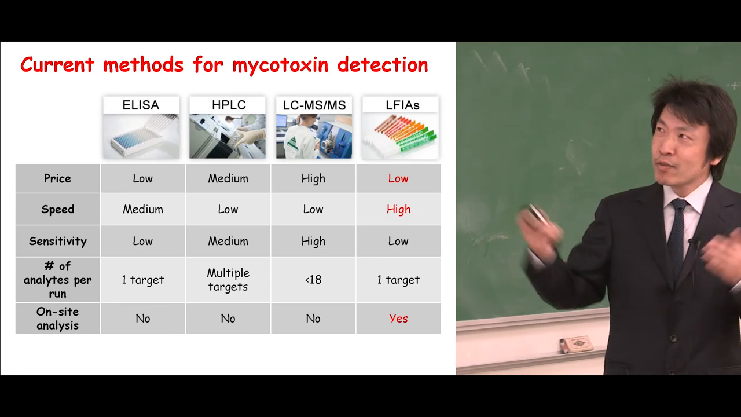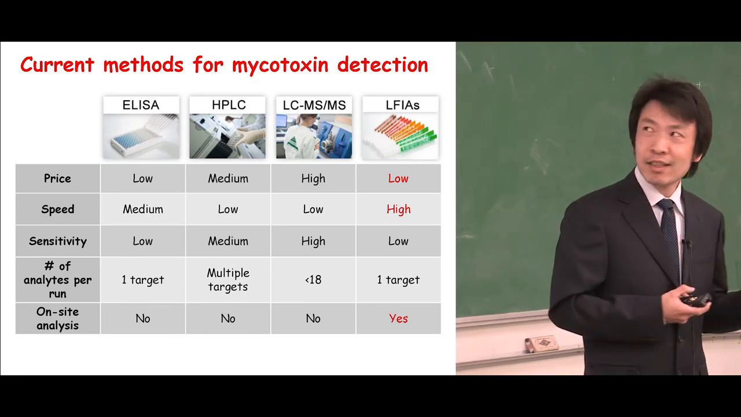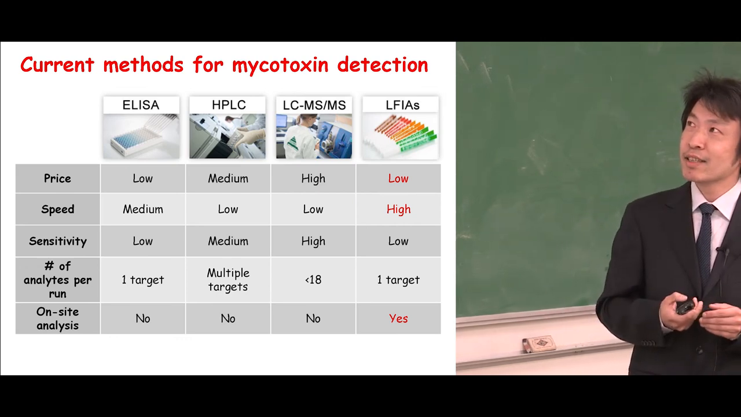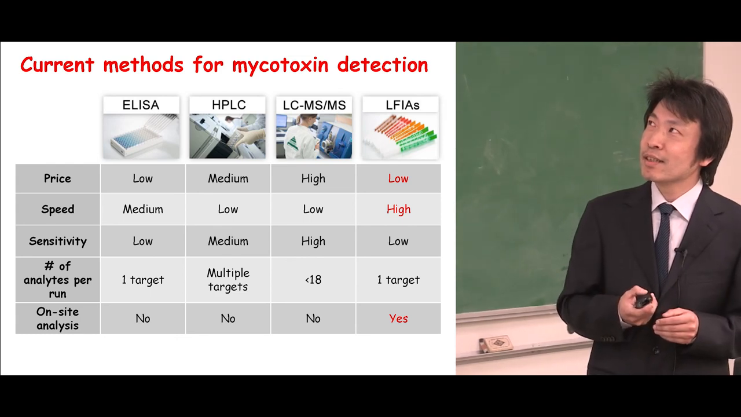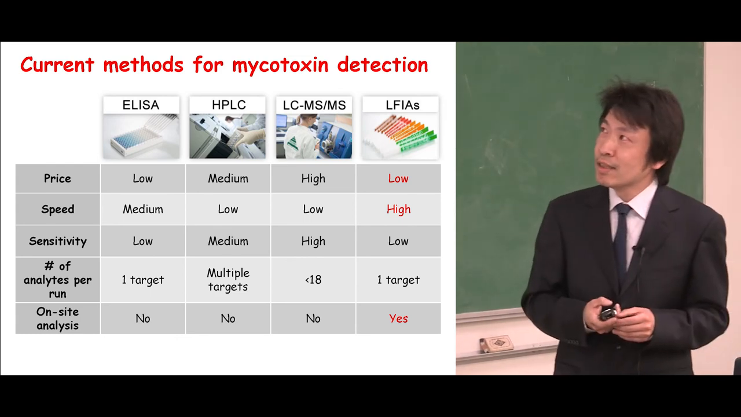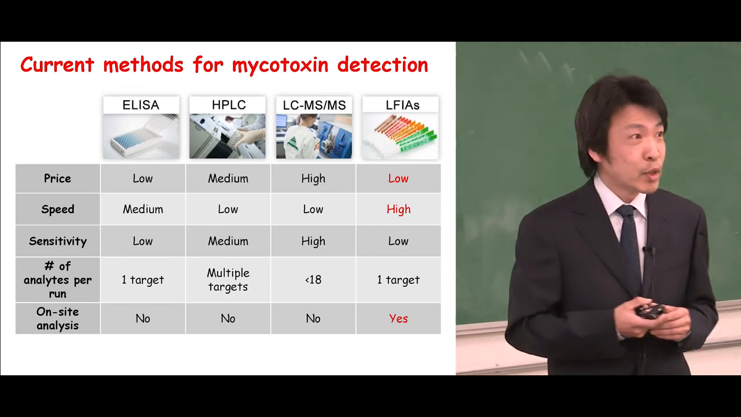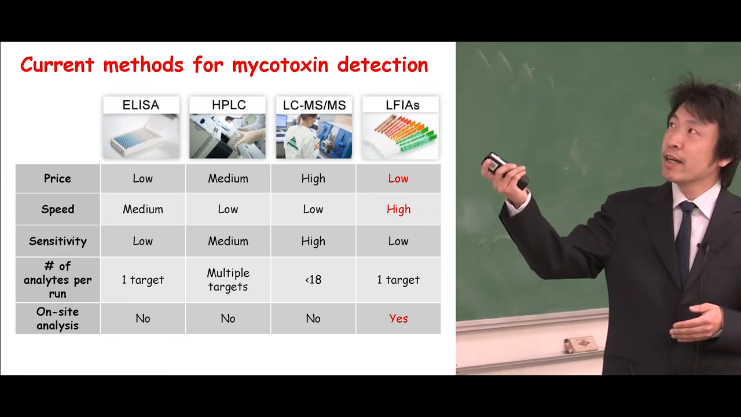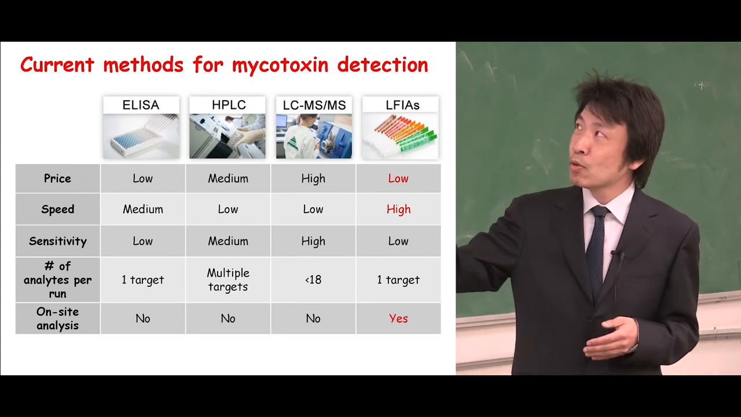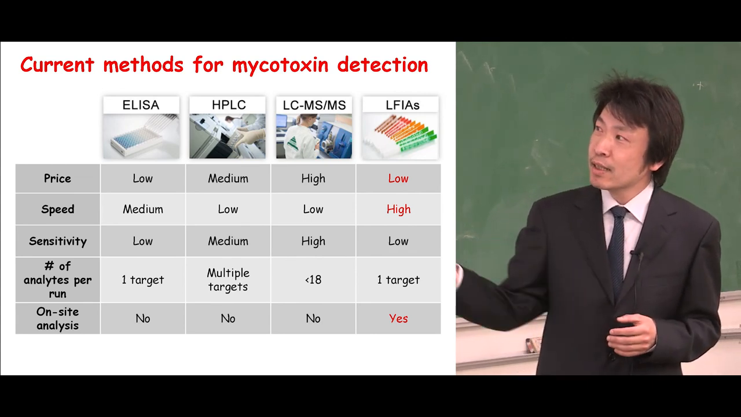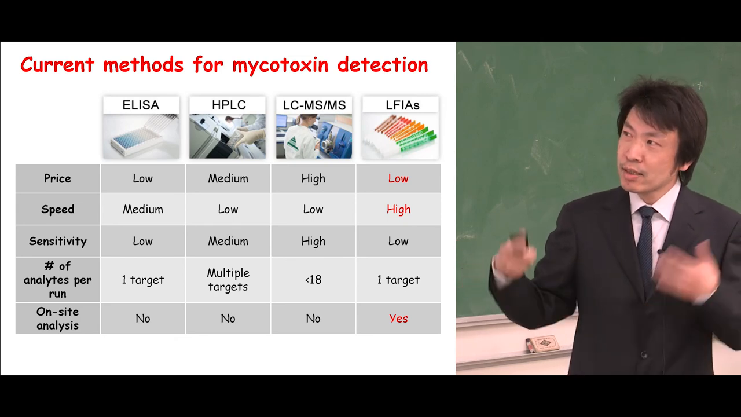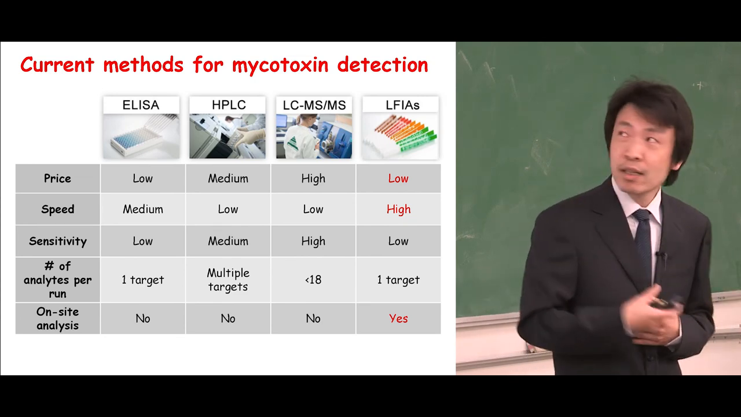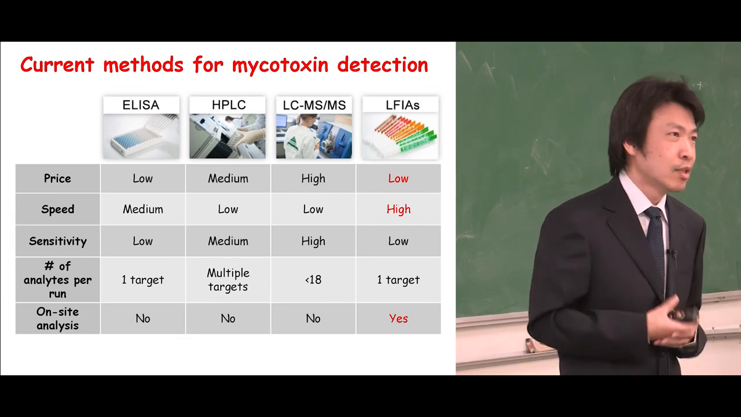Okay, so much of this has already been nicely presented by Chengbo to compare different existing strategies for mycotoxin detection: ELISA, HPLC, LC-mass spec, and then the lateral flow immunoassays, which are more suitable for on-site detection. And definitely, if you look at it, LFIA is already at a low cost. It has relatively high speed. And this is the only one, compared to other methods, that can be used for on-site analysis. And this provides another motivation for us to develop a lateral flow-based assay, but in a microfluidic context.